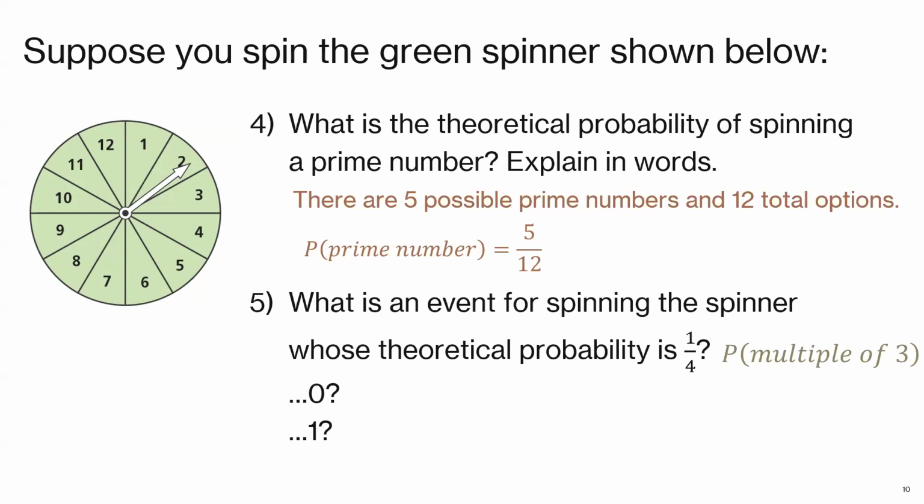Now it asks for something that has a theoretical probability of 0. So what is not going to happen from this spinner? That might be the probability of spinning a 13, because that's not an option in this spinner.